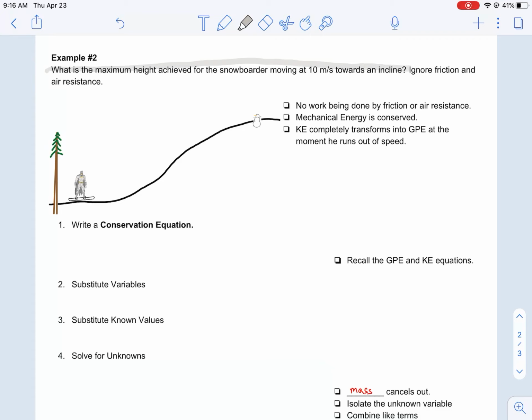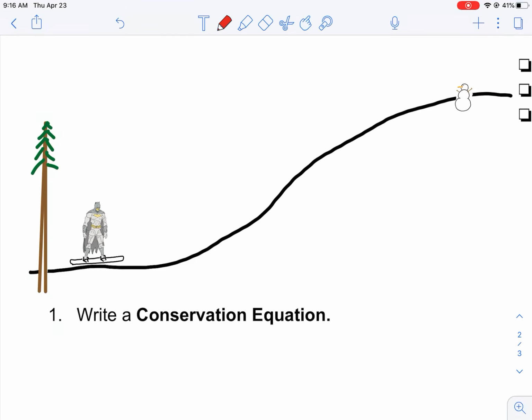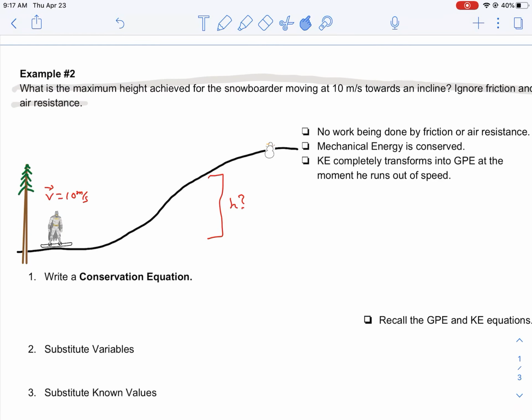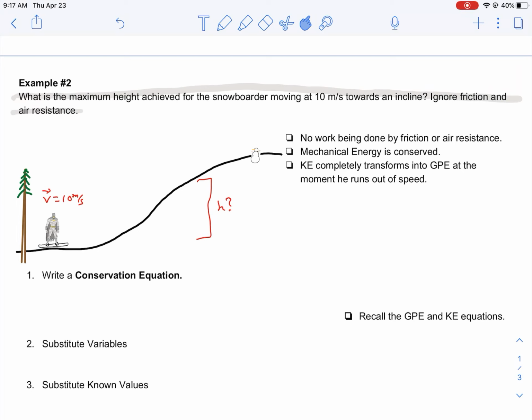So what is the maximum height achieved for the snowboarder moving at 10 meters per second towards an incline? Ignore friction and air resistance. Okay, so we don't know his mass. All we know is his velocity. We know his velocity is 10 meters per second. He's going this way, and he's at the bottom of a hill. So it's asking us, how high up is he going to get? Is he going to get all the way up to the snowman? Who knows? Well, let's see.